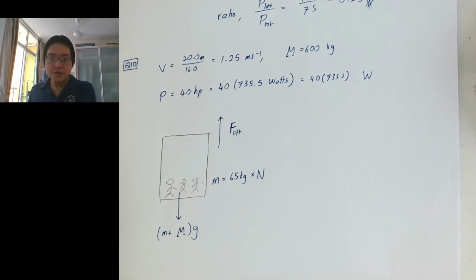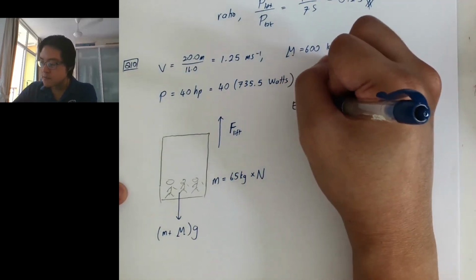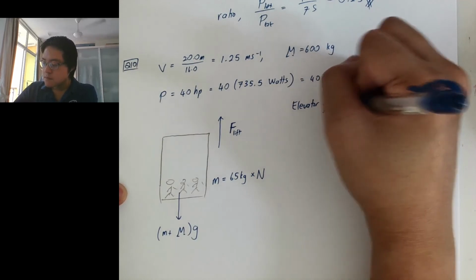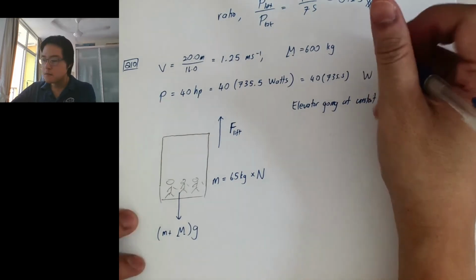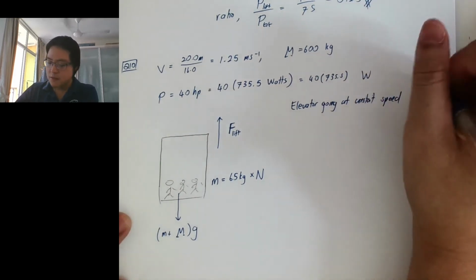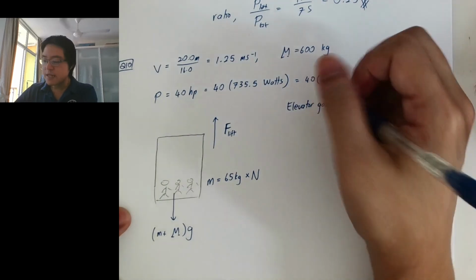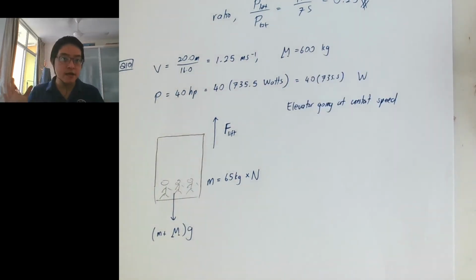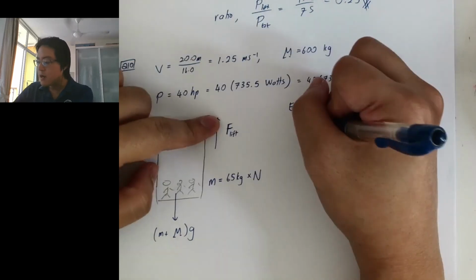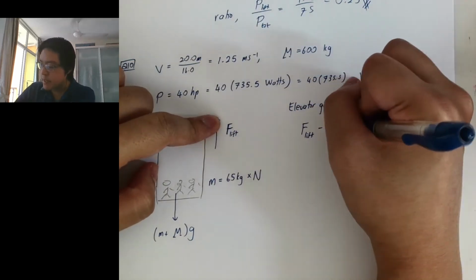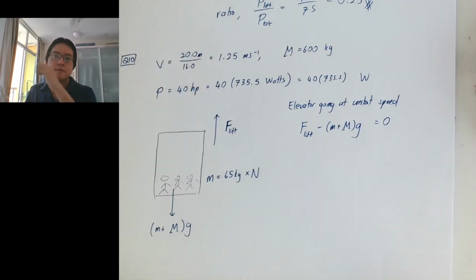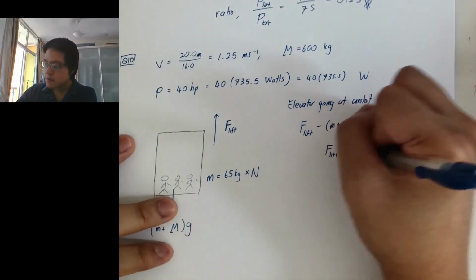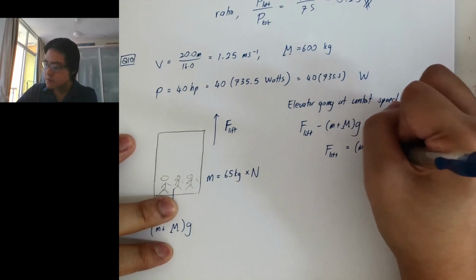The question says the elevator goes at constant speed. That means zero acceleration, so the net force is zero. F lift, the upward force, minus the downward force equals 0. So my F lift is equal to m plus big M times g.